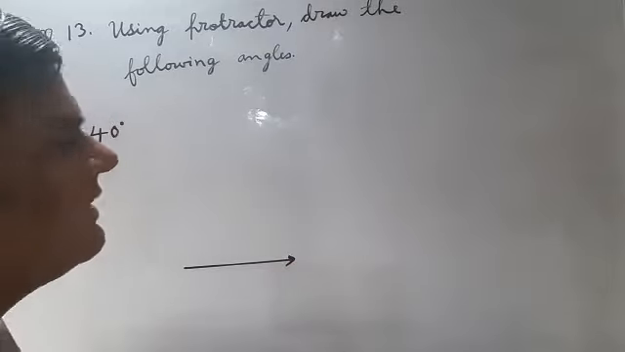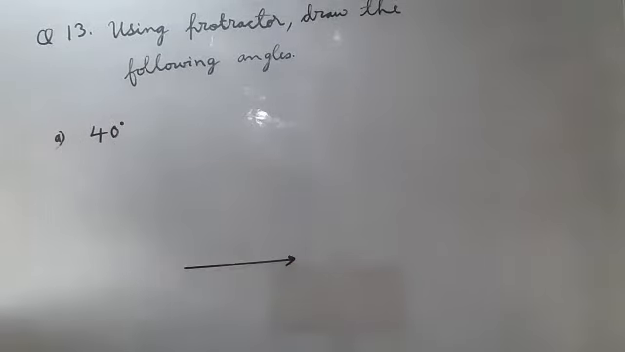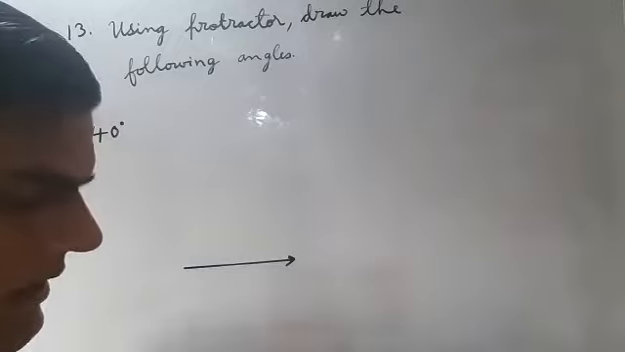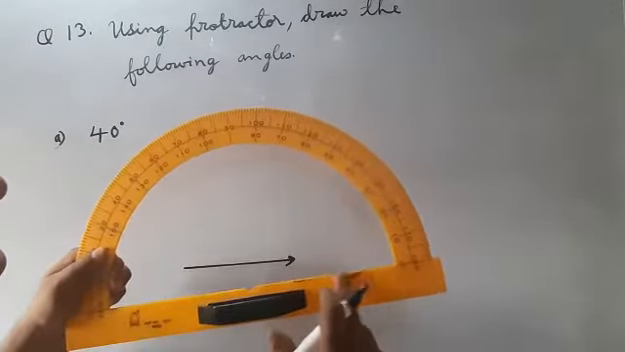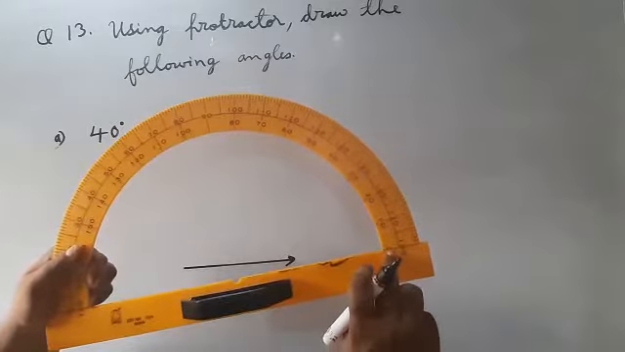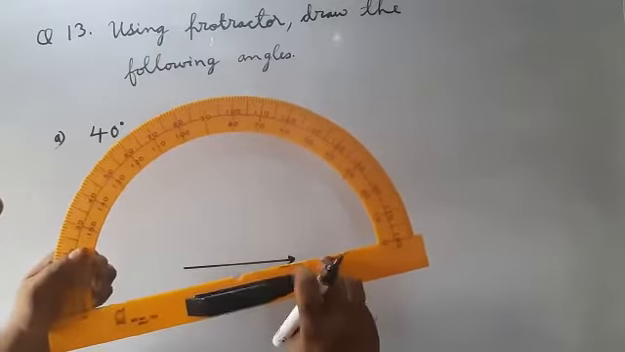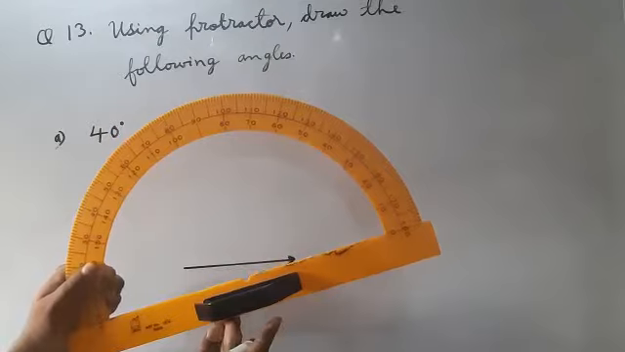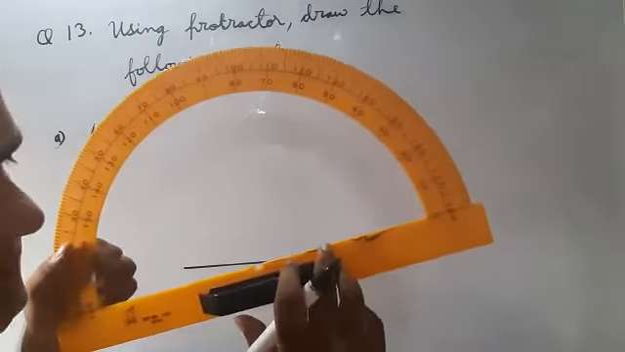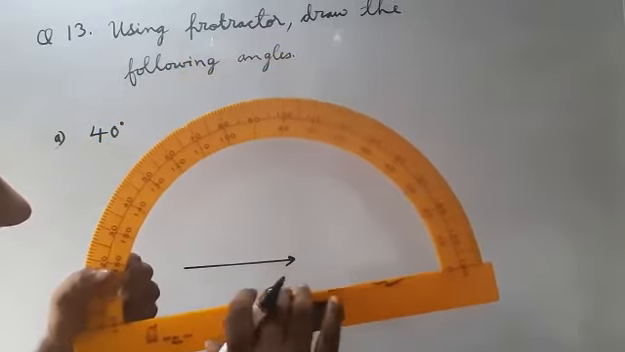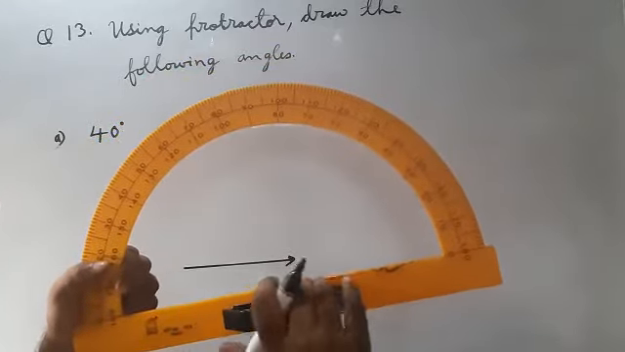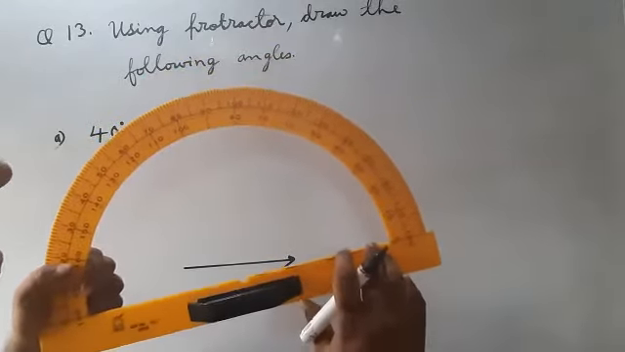First, a straight line. Now I have to draw a 40-degree angle. This is my baseline. This is where the angles are marked 0, 1, 2. So this will be my baseline, not the bottom one. In the projector also, the black line which is there is the baseline.